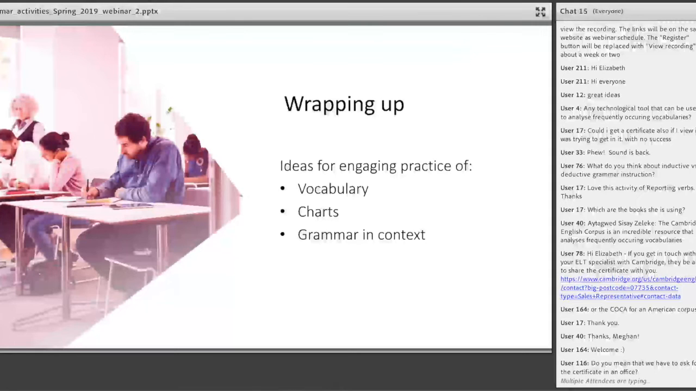So I hope that you've gotten some good ideas for engaging practice with vocabulary, with charts, and a lot of different ideas, hopefully, for using grammar in context.